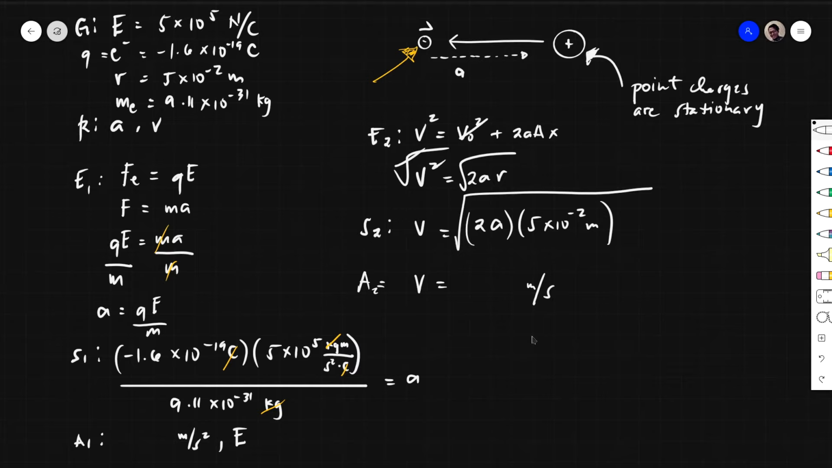So the direction would be east since they will be attracting each other. That will be the same for the speed. But by the way, it's speed, so you don't actually need the direction, just for the acceleration. Okay, so that's it.